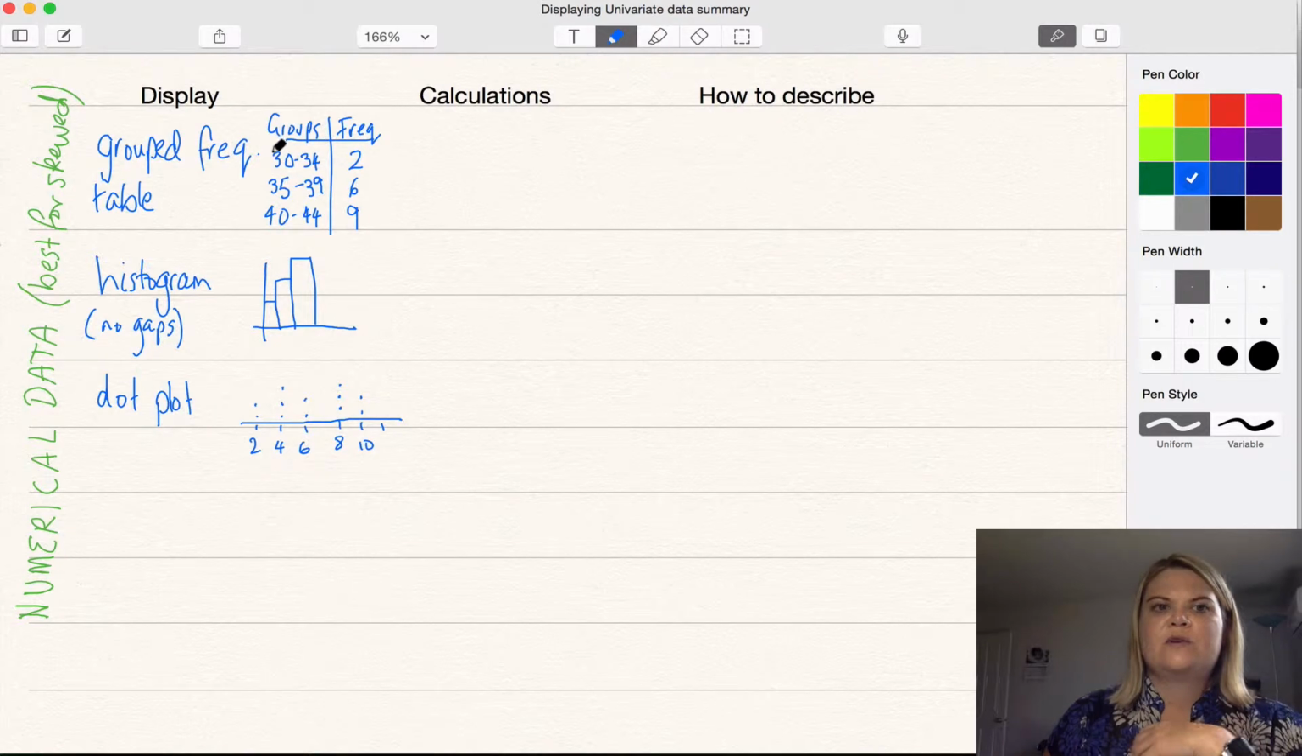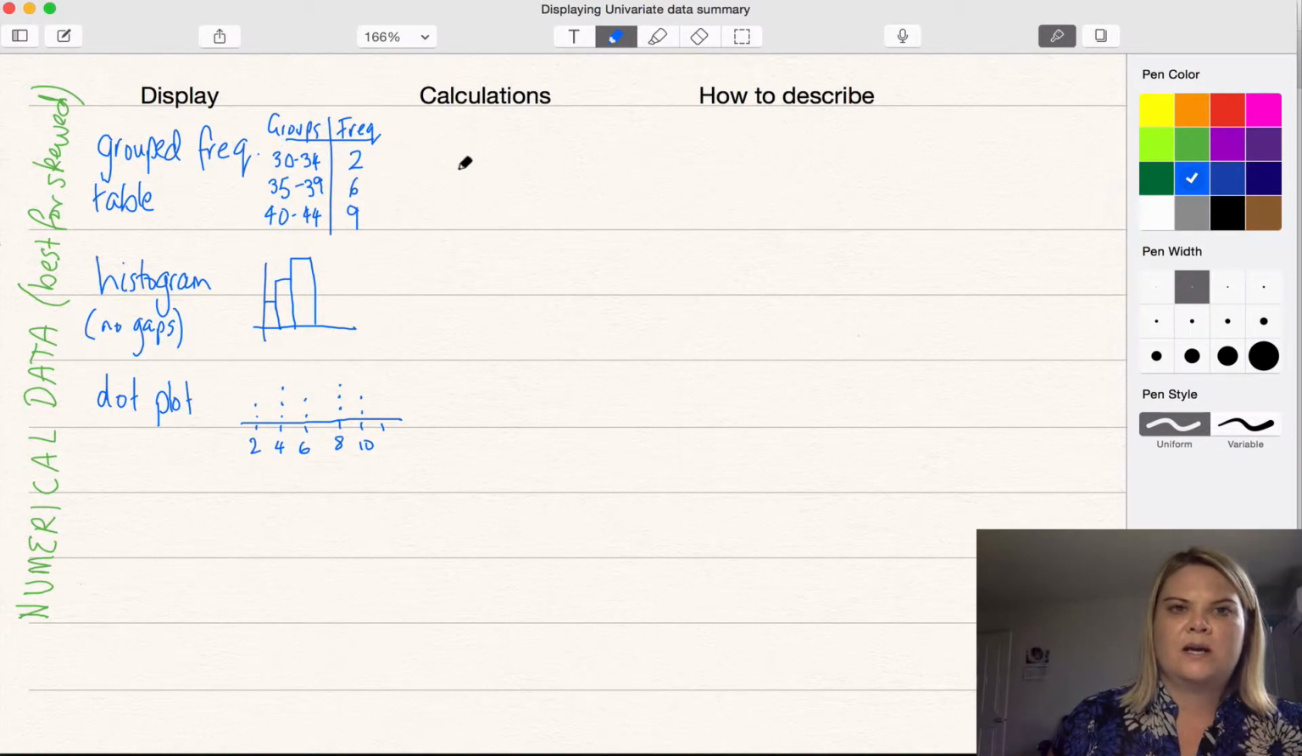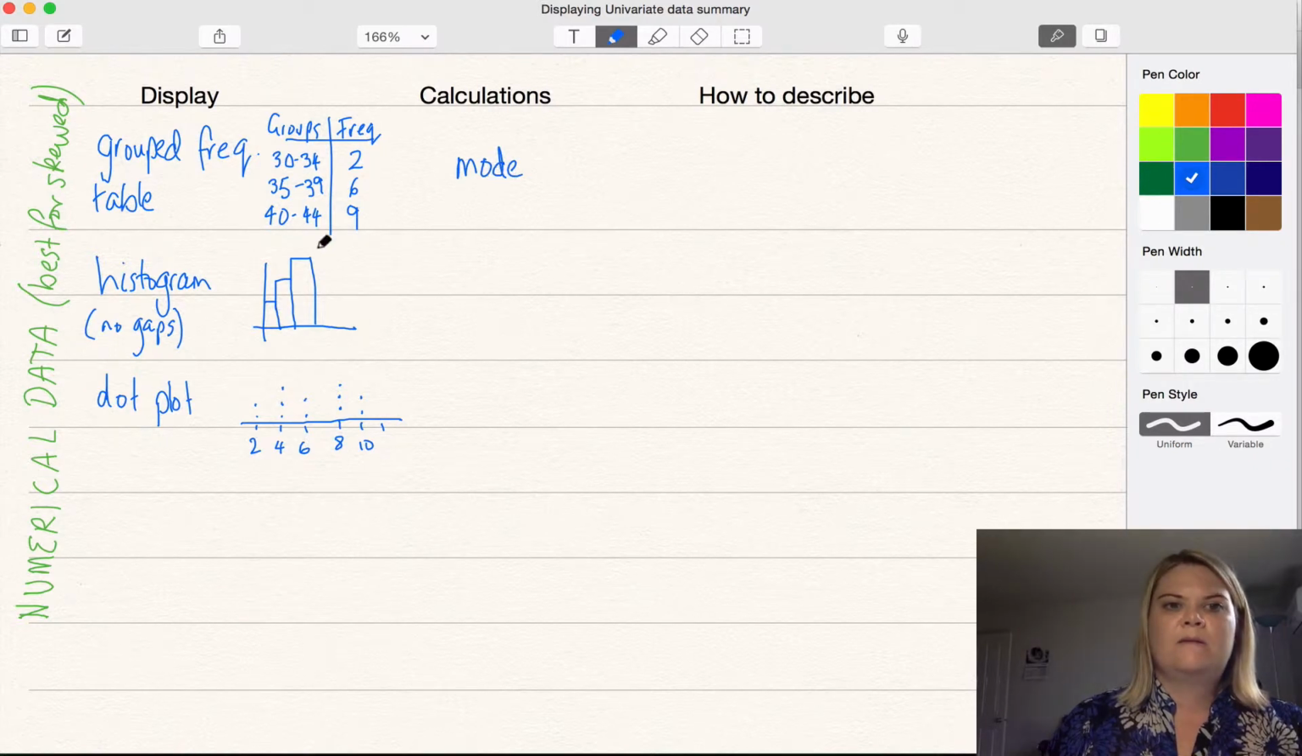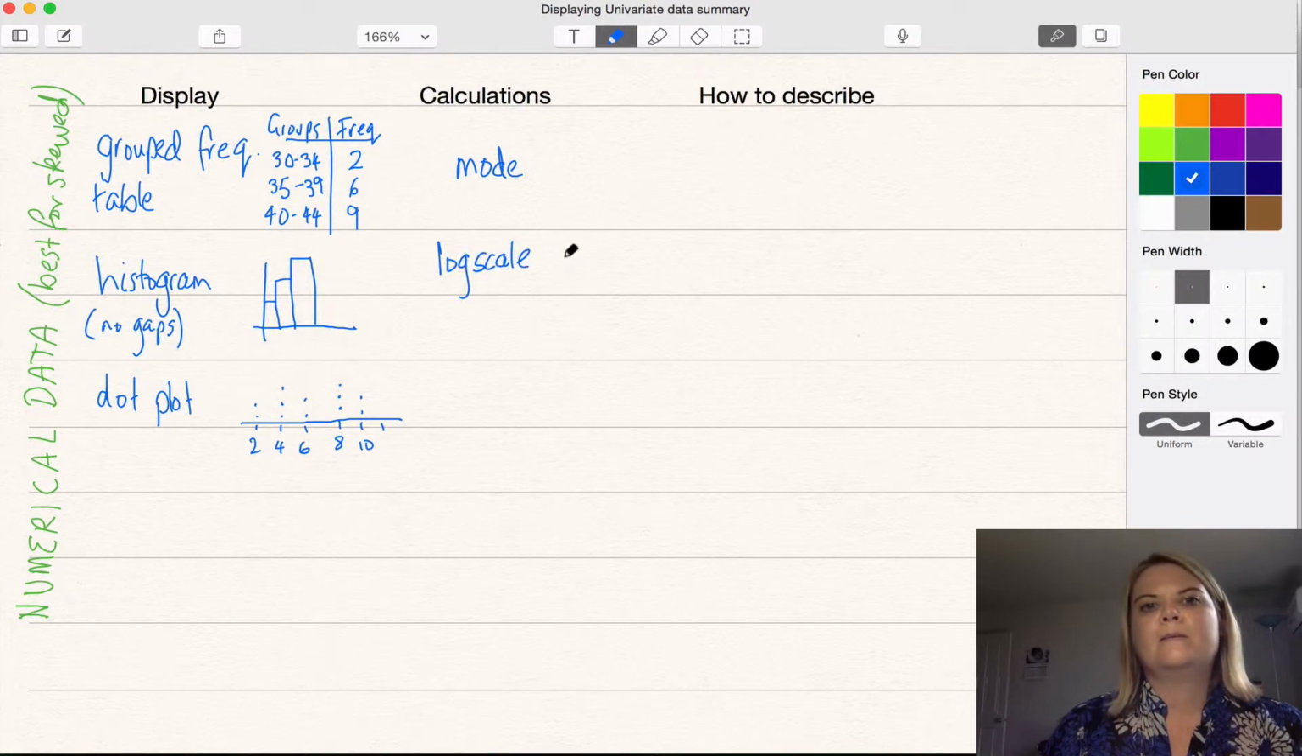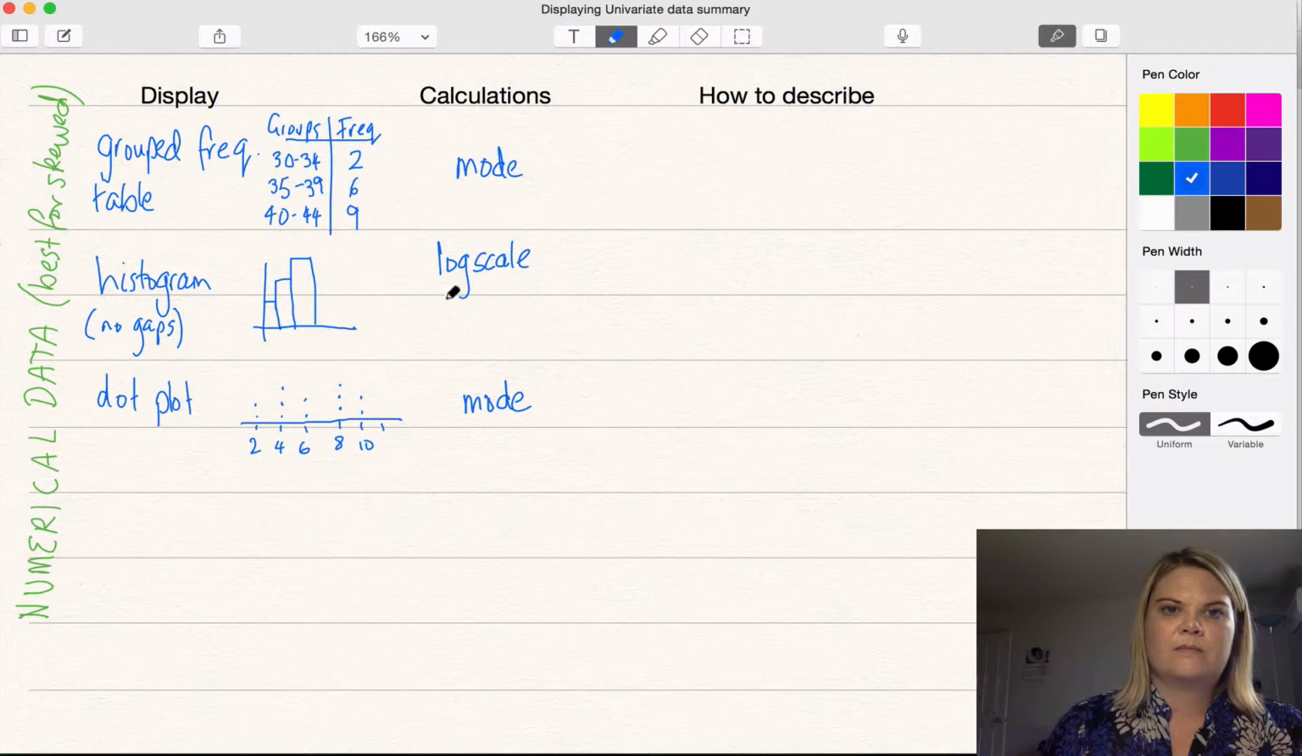Calculations for each of these. For the grouped frequency table, just like in the categorical section, we can calculate the mode. For the histogram, we can calculate the mode. We could also use our log scale transformation to make it easier to read a histogram with very large or very small numbers. And with the dot plot, we can easily read the mode off there as well. In a histogram, you can read the mode as well.